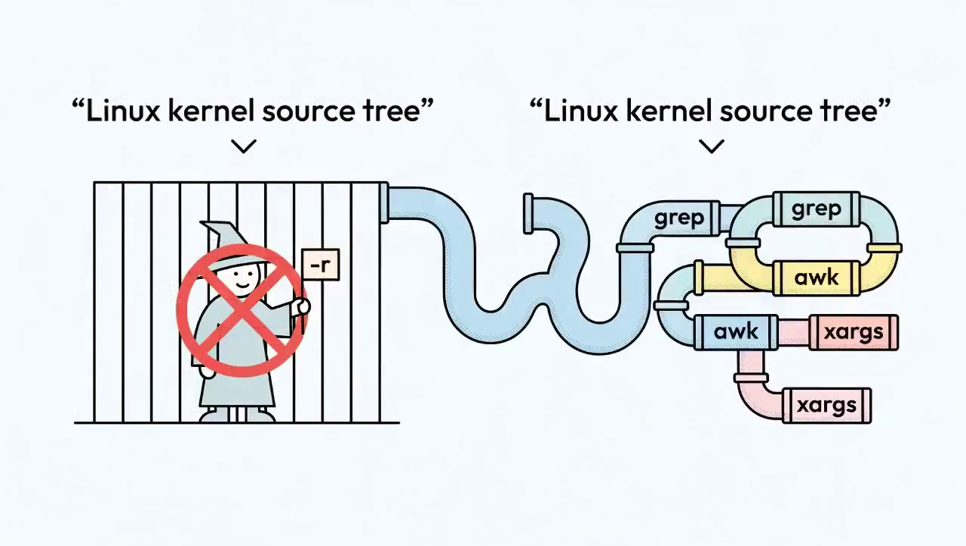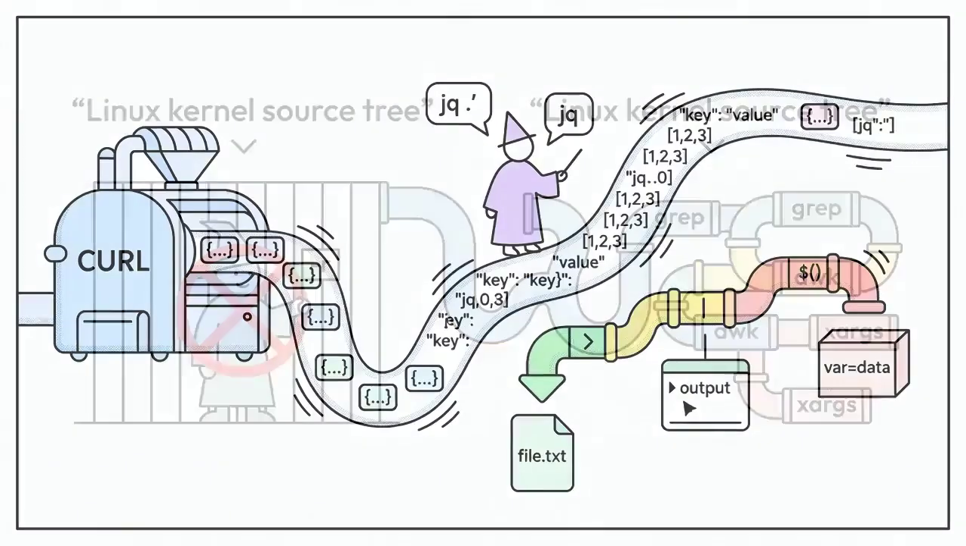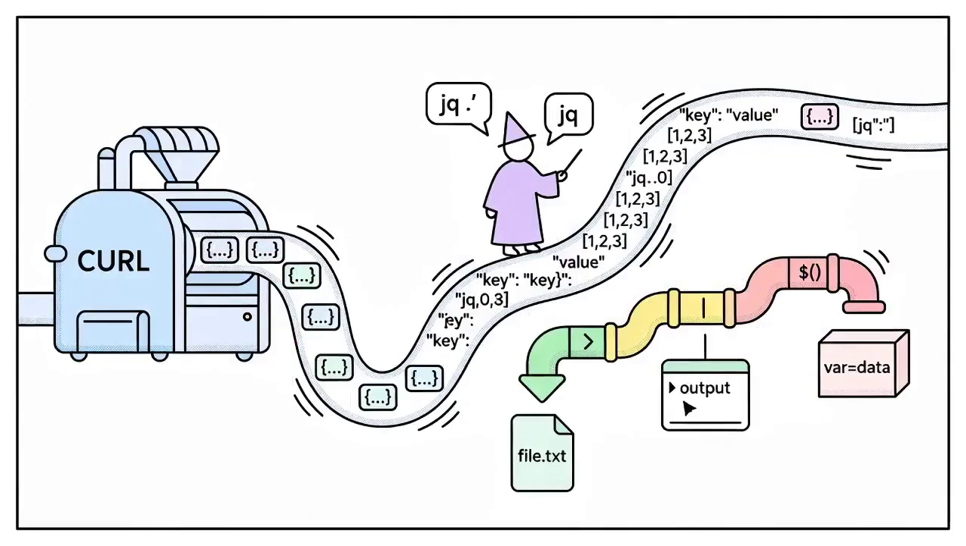Now the crucial flag. Without -r, jq prints "Linux kernel source tree", wrapped in JSON quotes. With jq -r you get Linux kernel source tree, raw, clean, ready for shell variables, grep, awk, and xargs. This is the power of composability. curl into jq -r then redirect, pipe, or store. The JSON wall becomes a clean field flowing anywhere your shell takes it.